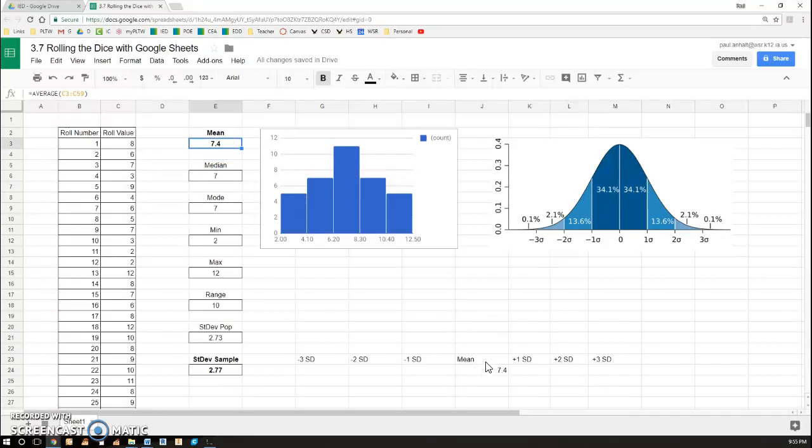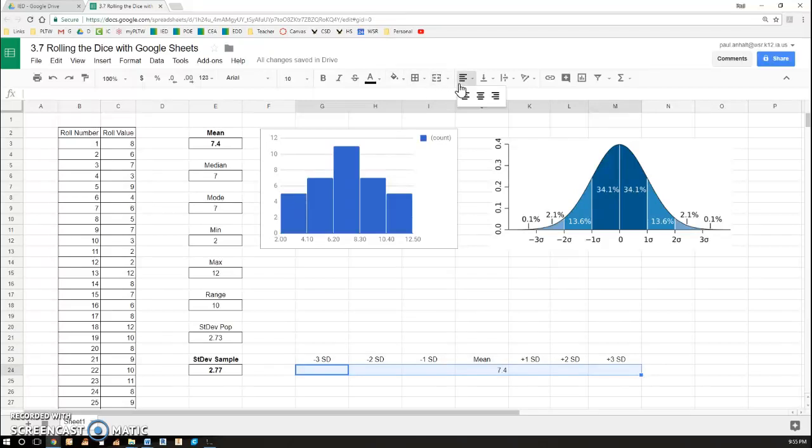Undo, Control Z. I'm going to make this prettier by centering all these values. Should have done it both at once. And these I'm going to put borders around.